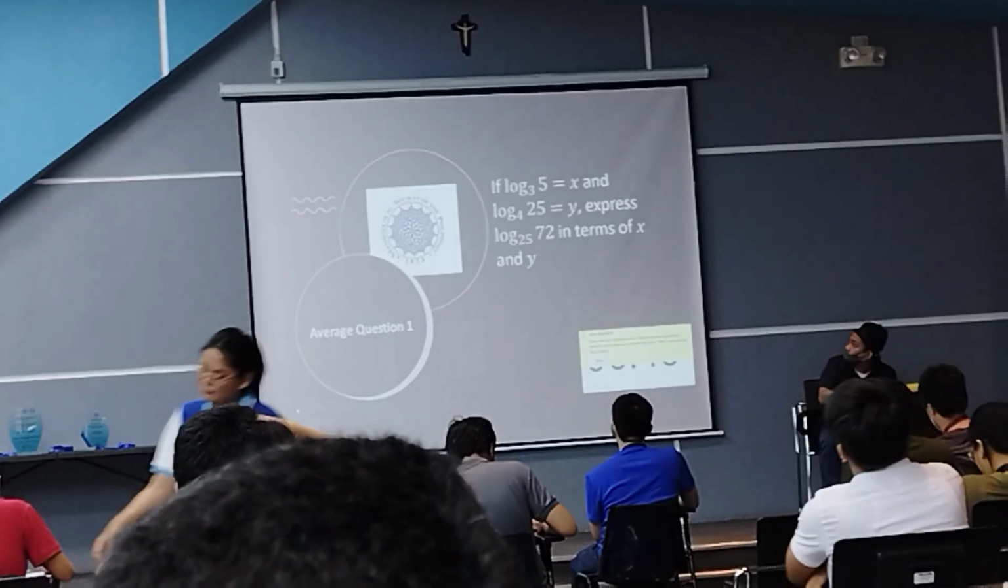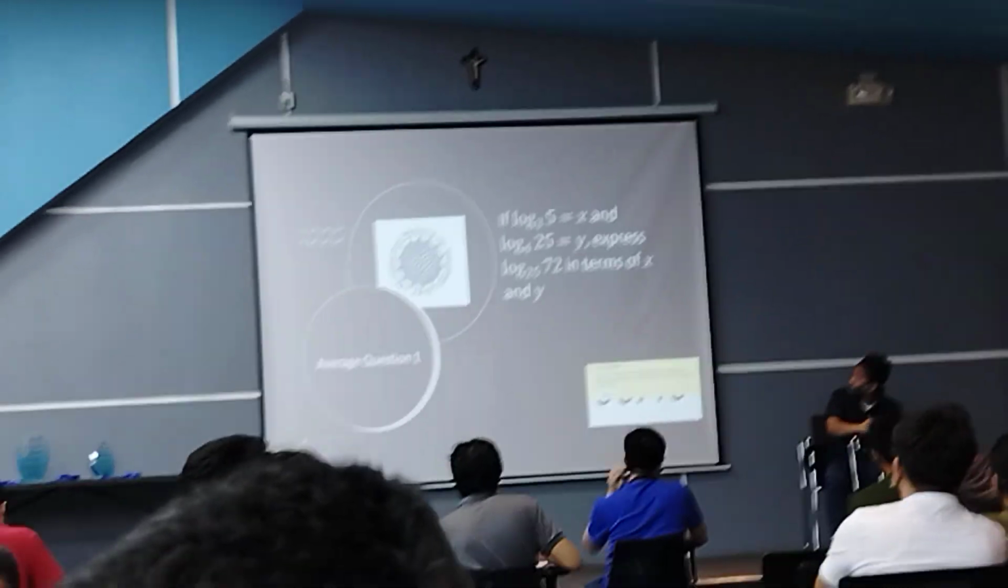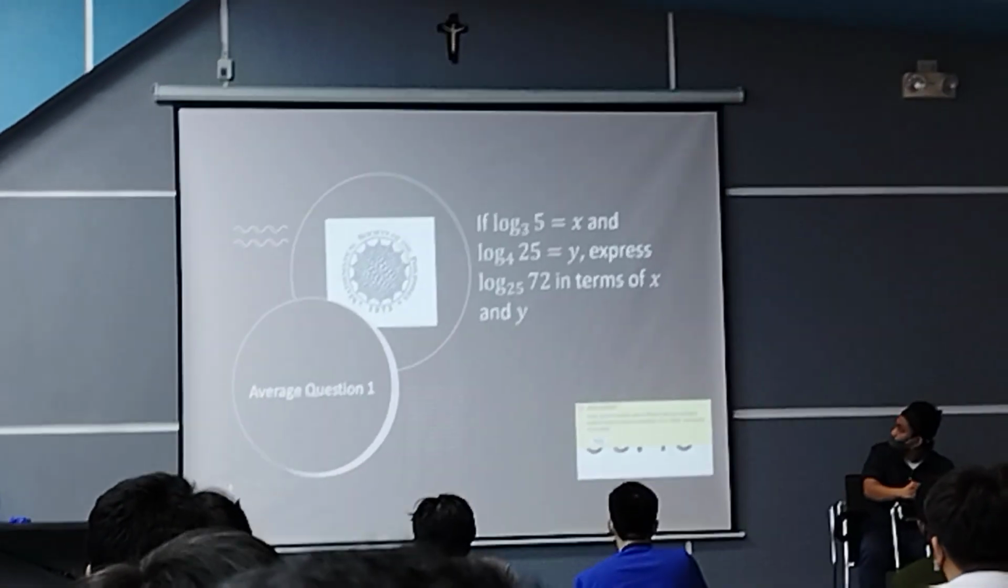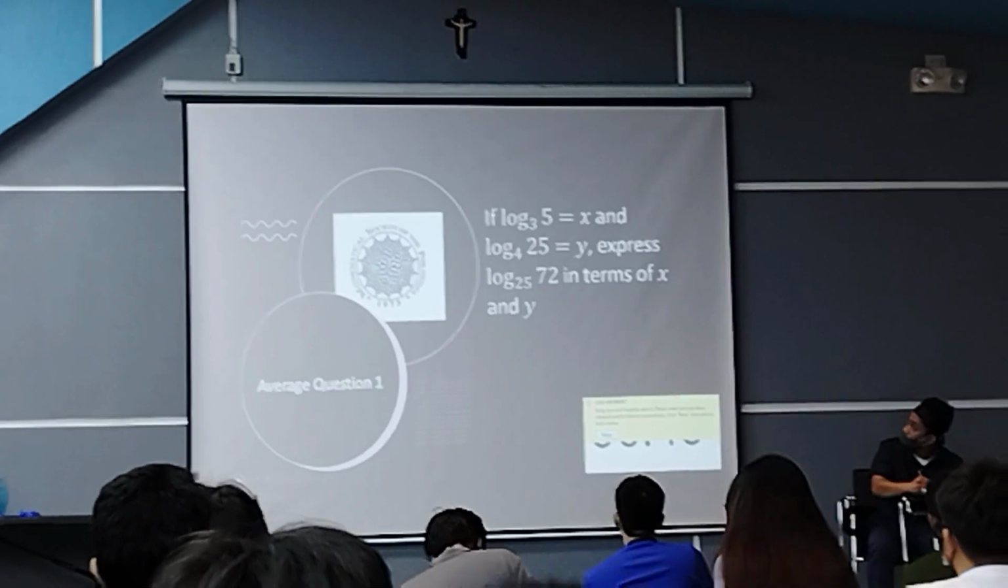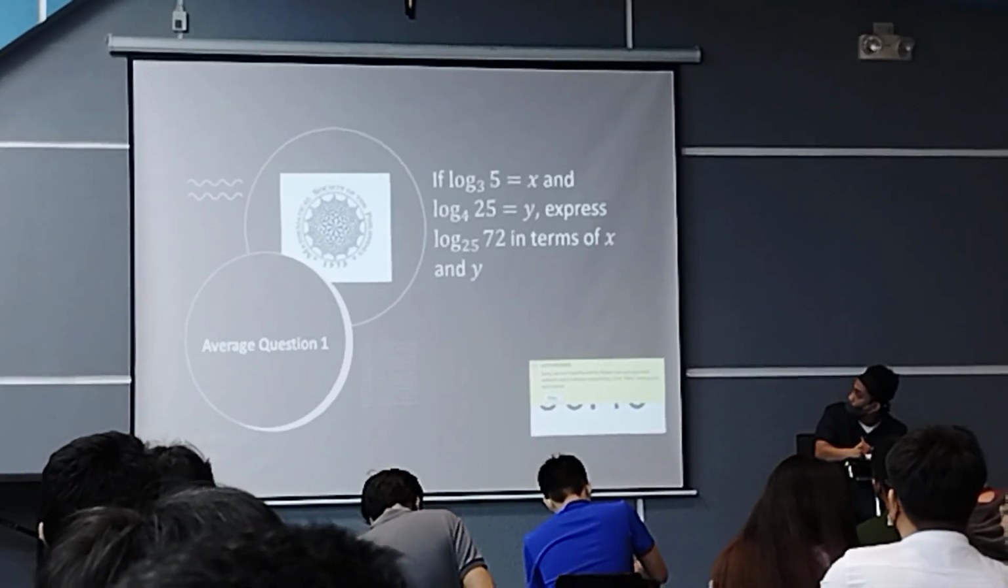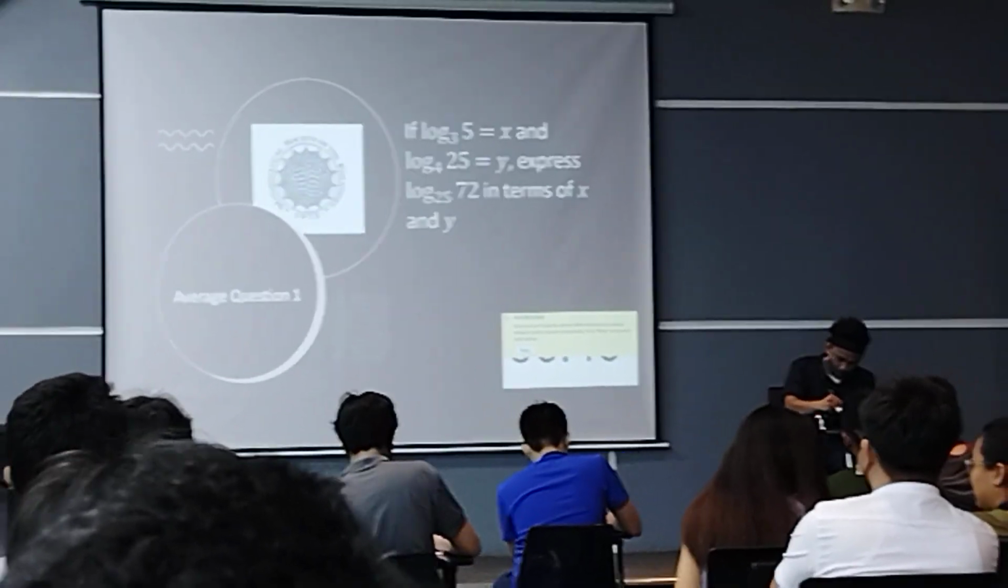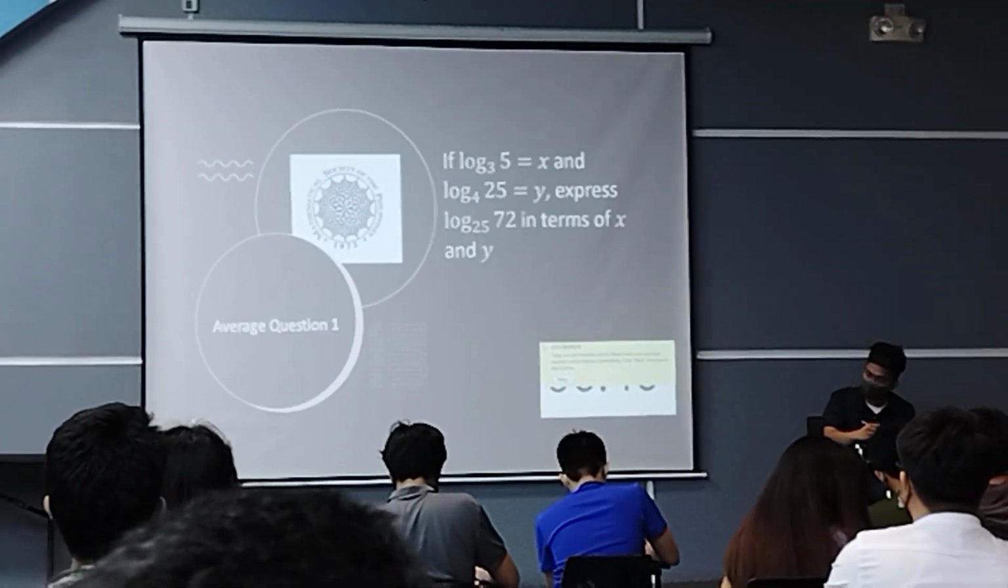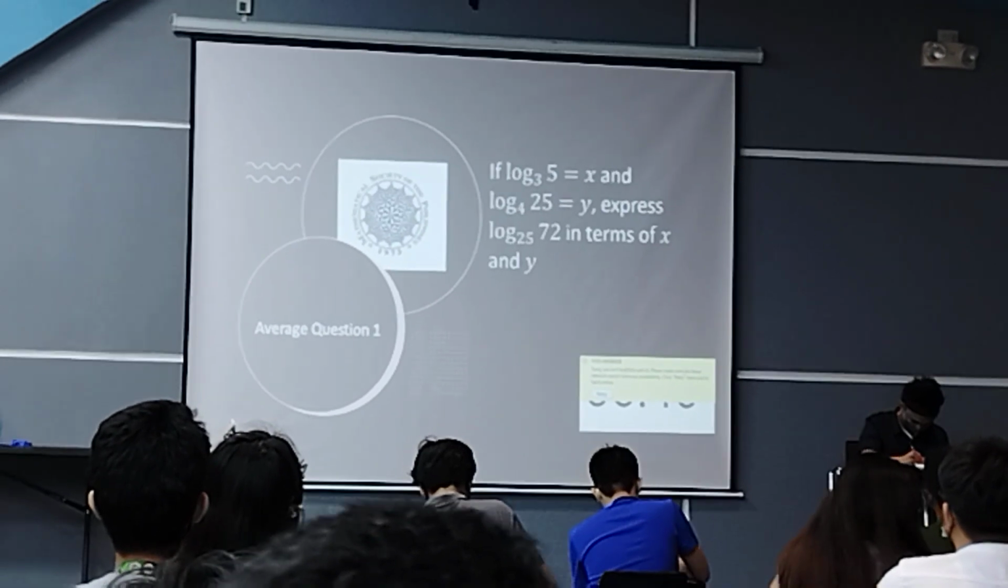Express the logarithm of 72 to the base 25 in terms of x and y. I'll repeat. If the logarithm of 5 to the base 3 is equal to x, and the logarithm of 25 to the base 4 is equal to y, express the logarithm of 72 to the base 25 in terms of x and y. Go.